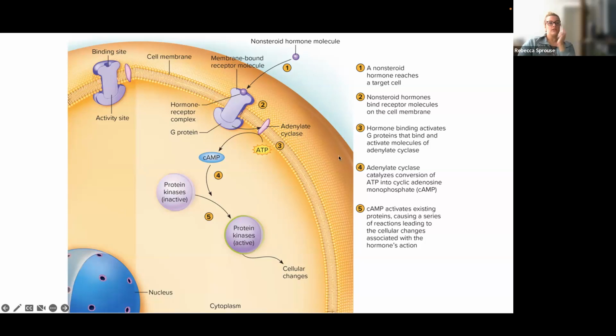So I don't need you to know the specifics of all of these steps, but you should be able to write them out. Like step 1, a non-steroid hormone binds a membrane receptor, right? Step 2, the G protein binds adenylate cyclase and forms cyclic AMP. Number 3, cyclic AMP activates protein kinases, which then activate or deactivate proteins depending on what's going on. And that's really as simple as you need to make it.